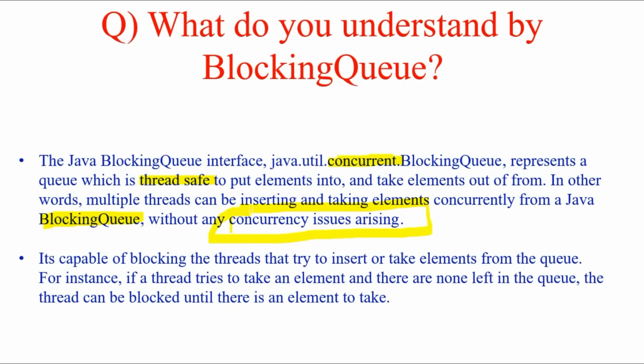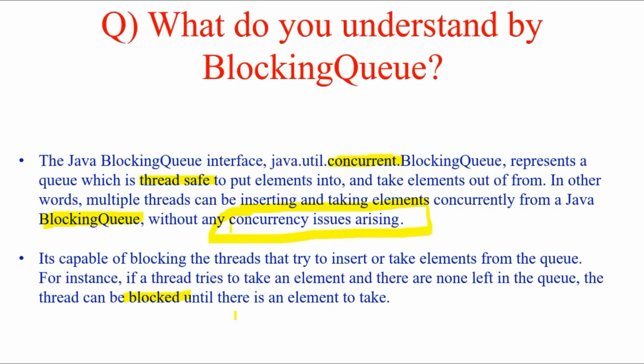Can you see why BlockingQueue is in the concurrent package? Because there is no concurrency issue. Multiple threads can work without any issue on a particular collection which is a queue. And how is it capable of that? It's capable of blocking the thread that tries to take an element from an empty queue, blocking until there are elements in it, or when the queue is full, it blocks the thread from putting any more items into that queue.